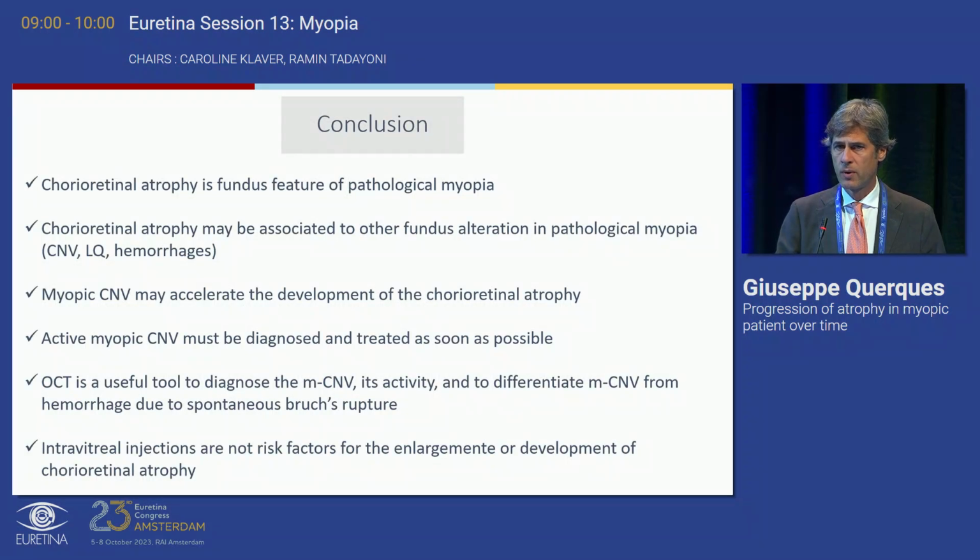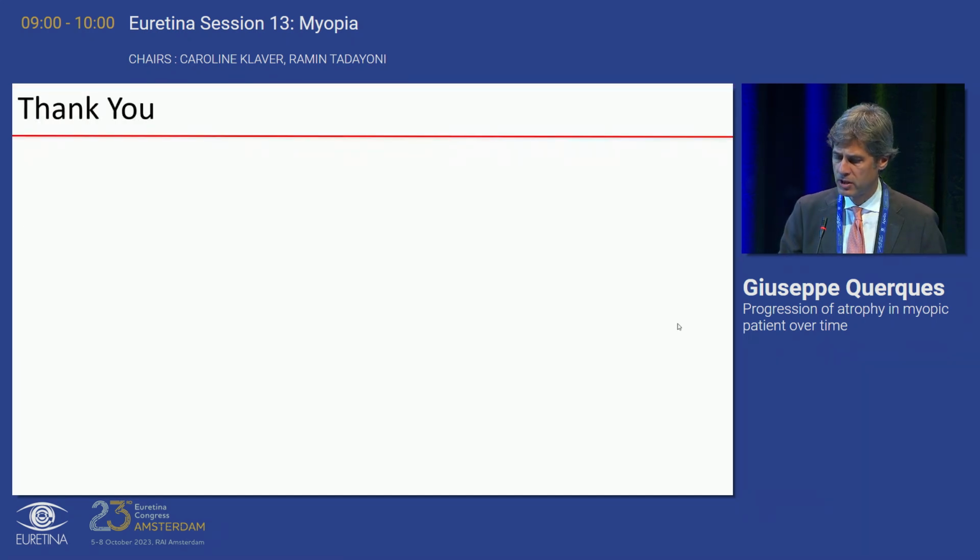So in conclusion, now we have very useful but also very simple imaging tools that may help us distinguish between the causes for development of atrophy and their progression. And we are happy to know that the anti-VEGF have no impact on patchy areas outside the area of CNV. And thank you very much for the attention.